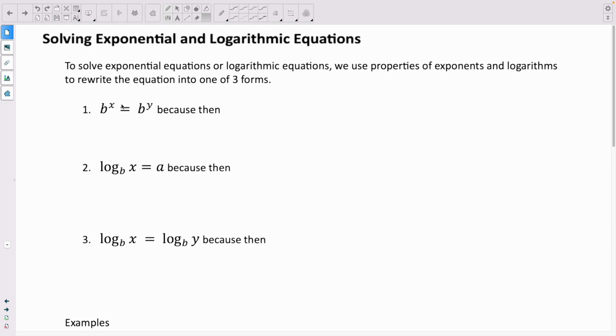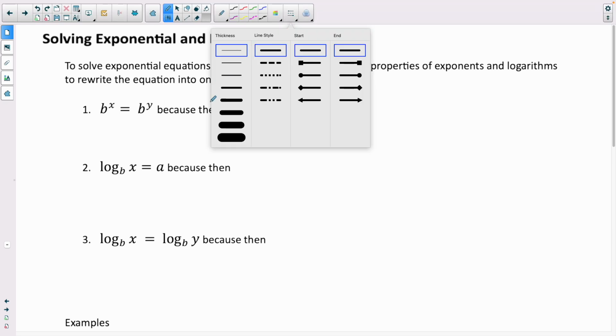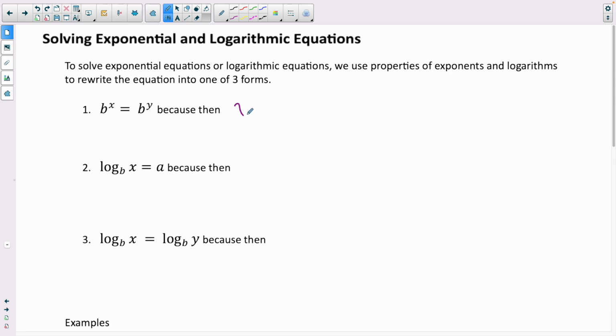in our first video. b to the x equals b to the y. So if things have a common base, a common power, rewrite it into that common base. And then if that is true, then we know that in this case, just x equals y, and we can solve that equation.